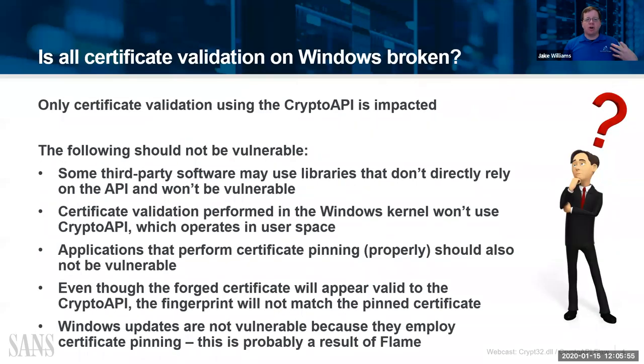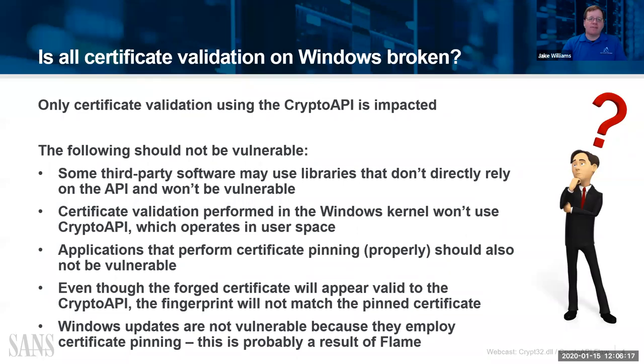So is all certificate validation on Windows broken? This is probably one of those slides that you can use, again, from a collateral standpoint to communicate with stakeholders. It's only certificate validation in the CryptoAPI that's impacted. That's the good news. The bad news is most certificate validation on Windows uses the CryptoAPI, right? So it's kind of a good news, bad news scenario there.